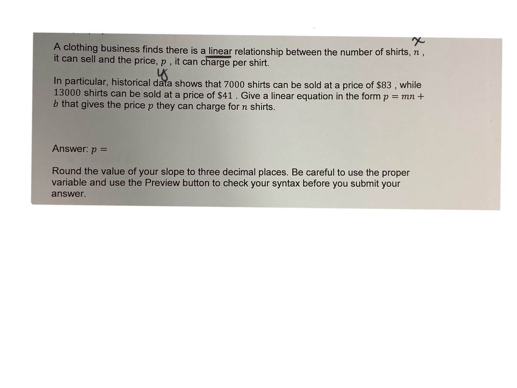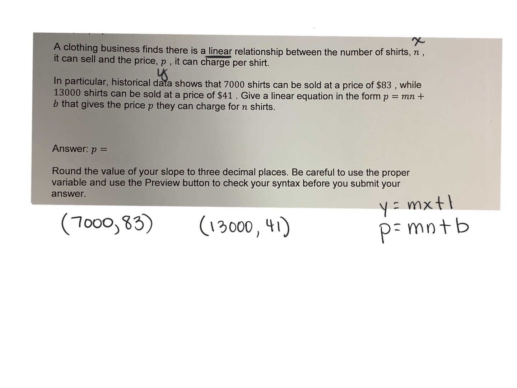Keep that in mind. So in particular, historical data shows that 7,000 shirts can be sold at a price of $83. So that's my first ordered pair point that we come up with. And then later you are going to sell 13,000 shirts at $41. So you want to come up with an equation, P equals MN plus B. And this is the same thing as Y equals MX plus B. So you're doing the same process. You've just got some different variables to pay attention to.